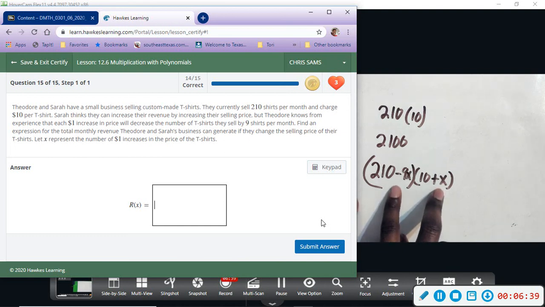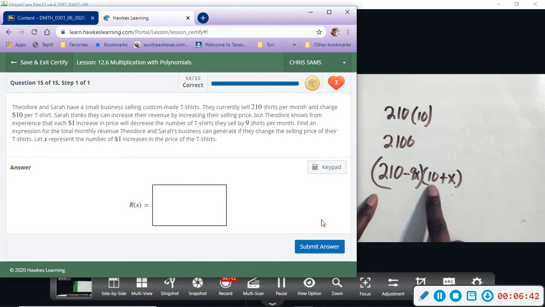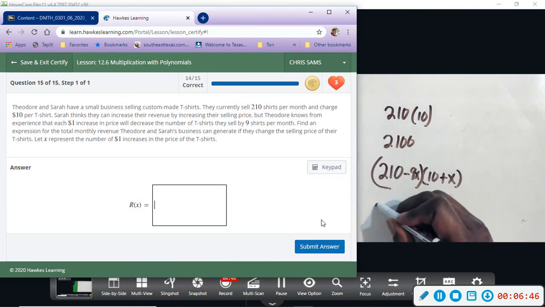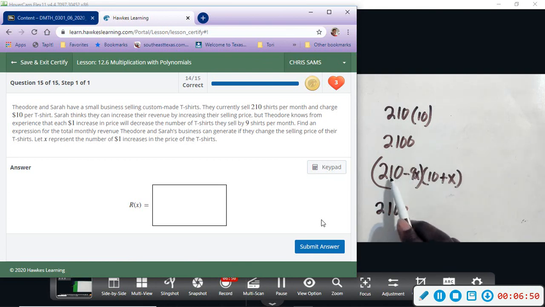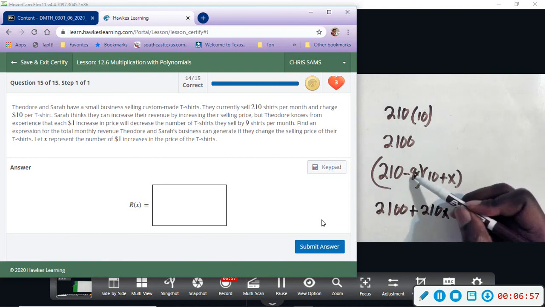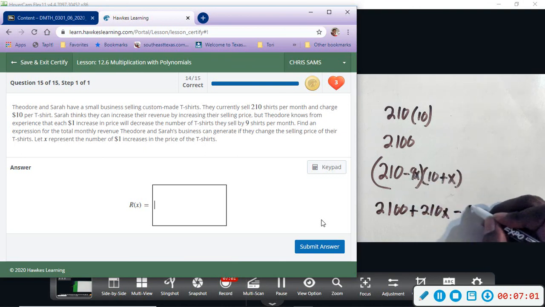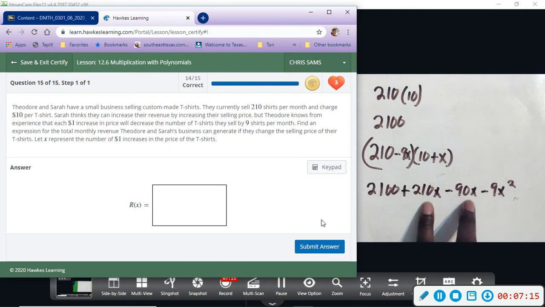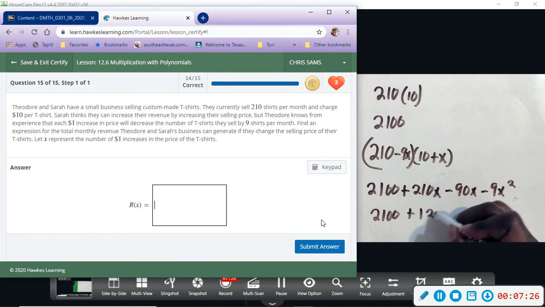We're going to FOIL and multiply these two together. So part of it, the 210 times 10, that's the 2100 part that we saw at first. So 2100, and then 210 times X, positive 210X, negative 9X times 10, it's a negative 90X, and then negative 9X times X will give us negative 9X squared. Okay, we're going to combine these two in the middle. So that will give us 120. So we have 2100 plus 120X minus 9X squared.